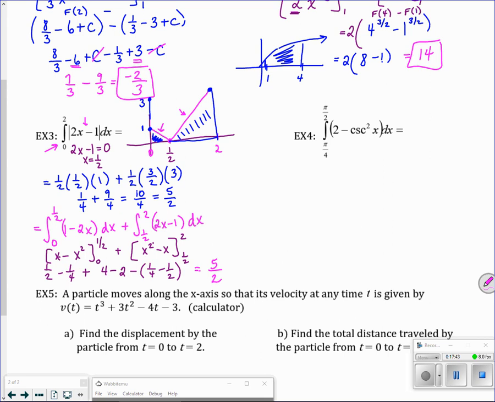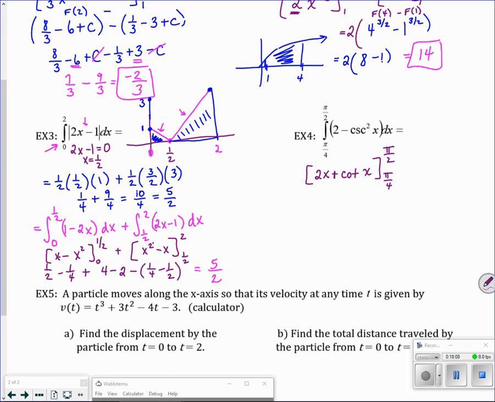All right, one last one with trig. I can throw some trig in there. That's not a problem. Try that one. I'm going to integrate and get 2x minus, let's see, the integral of negative cosecant squared is actually cotangent of x. And I'm going to evaluate that from pi over 4 to pi over 2.